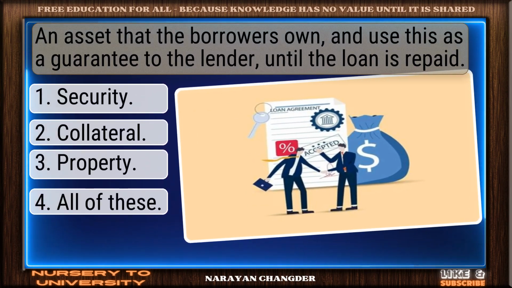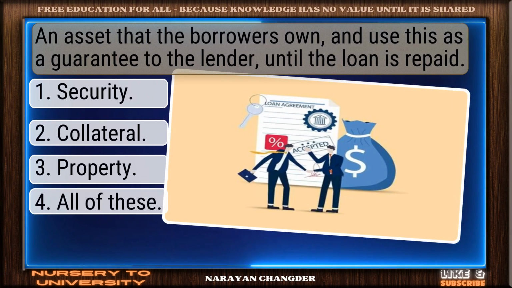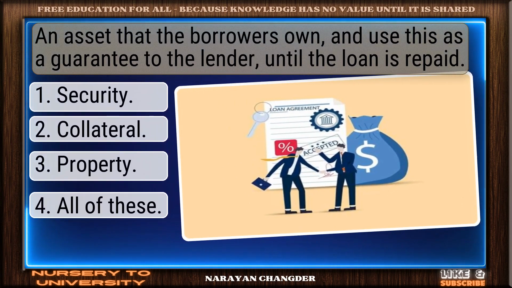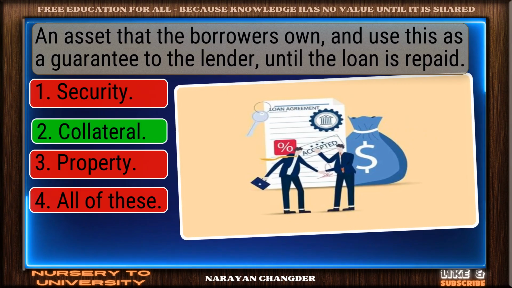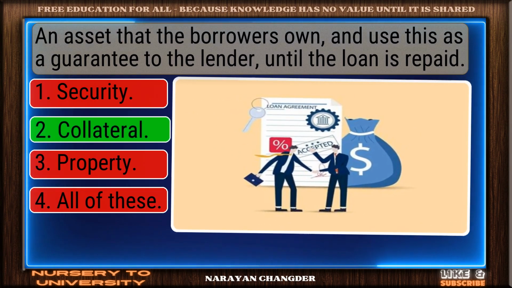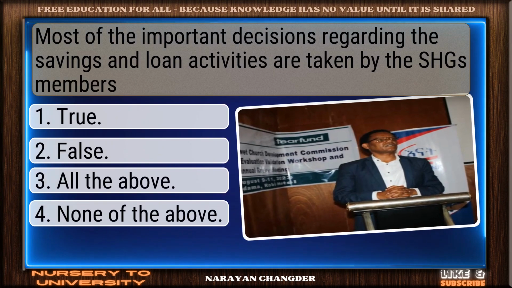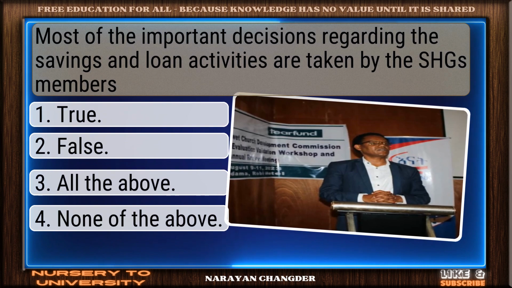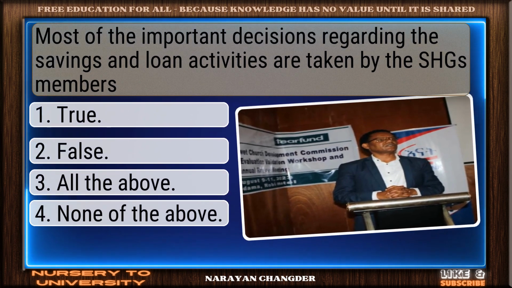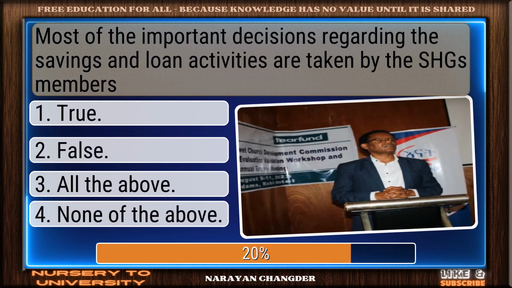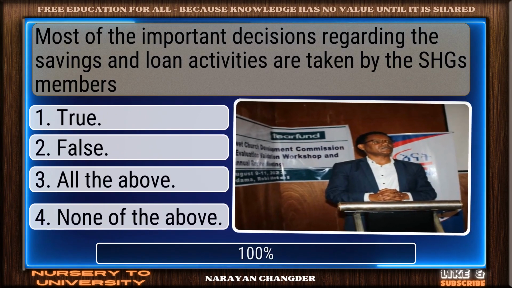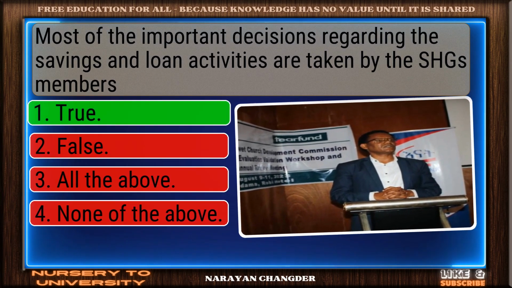An asset that the borrowers own, and use this as a guarantee to the lender until the loan is repaid. Great job. Collateral is accurate. Most of the important decisions regarding the savings and loan activities are taken by the SHG members. Well picked. True is correct.